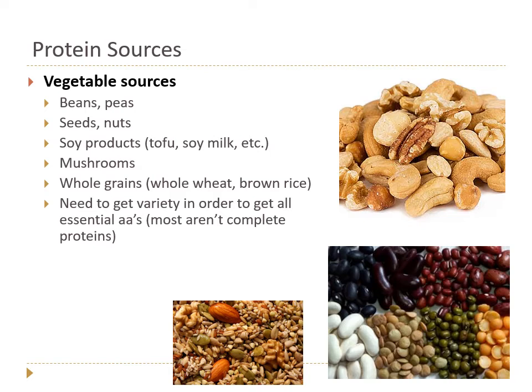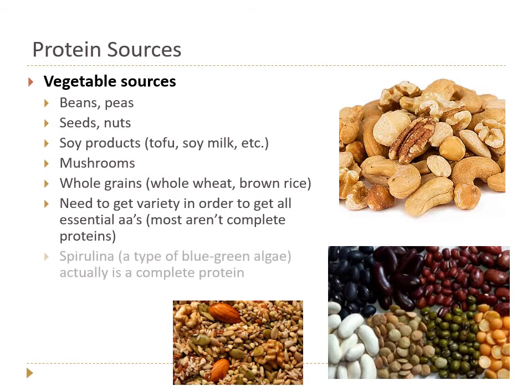Now, one thing about non-animal sources of protein is that usually there's no one food that will provide all of the essential amino acids. So that means most of the proteins that you find in plant sources are not complete proteins. So you need to make sure you eat a variety of these different foods in order to get all of the amino acids you need.